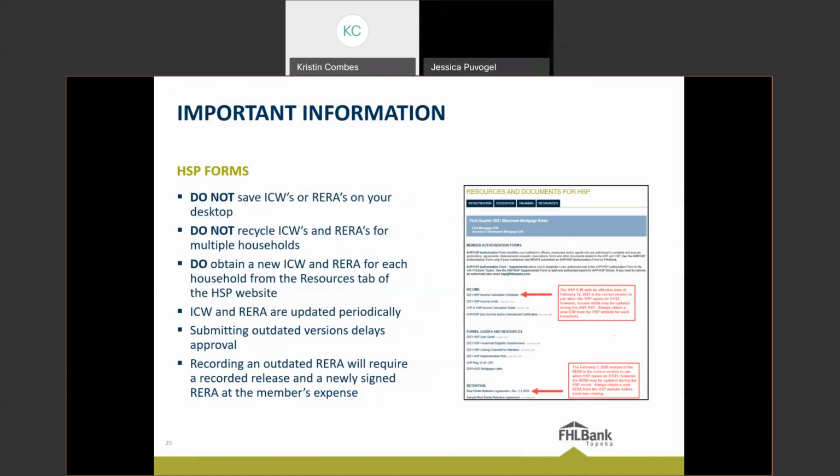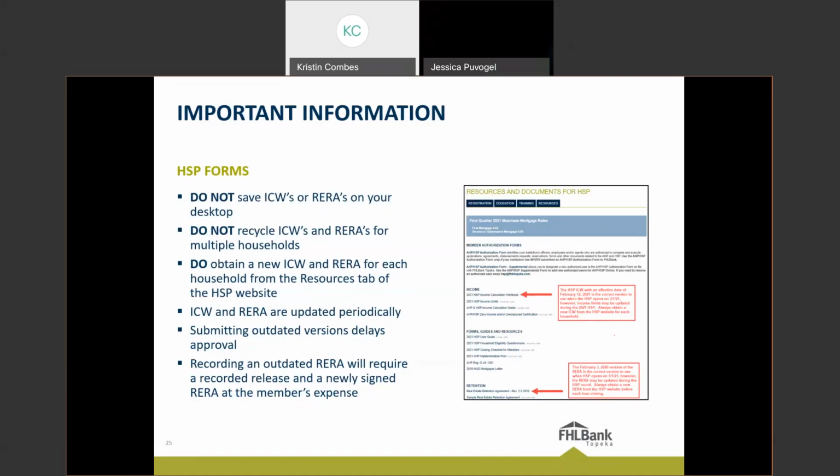Successful members also make a habit of visiting the HSP website to obtain forms for each household. They do not save HSP documents on their computer. As I mentioned earlier in the presentation, income calculation workbooks and real estate retention agreements should never be saved on your computer to reuse for multiple households. These documents are updated periodically, sometimes in the middle of a round. If an outdated version is used, clarification will be sent to obtain the current version.